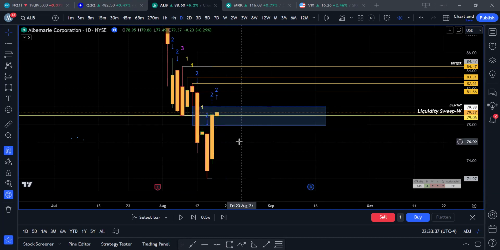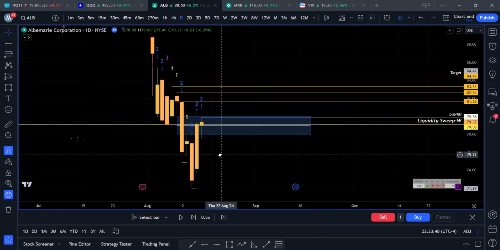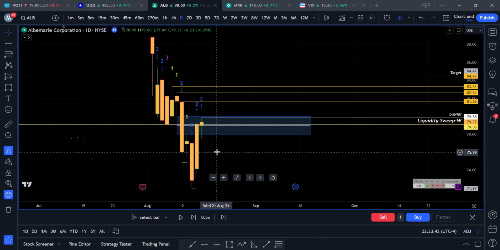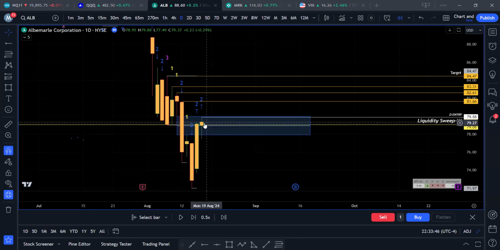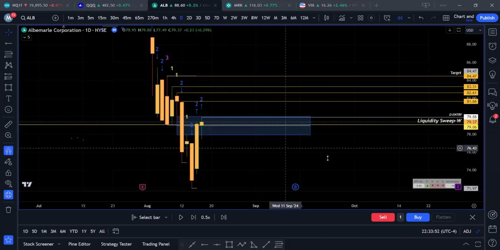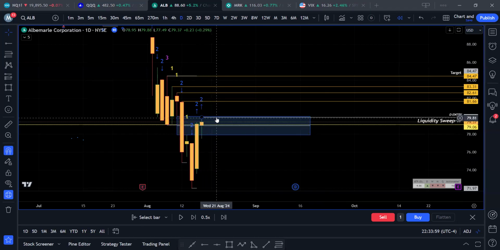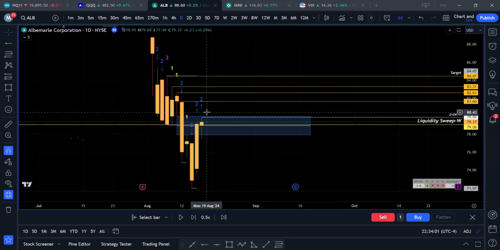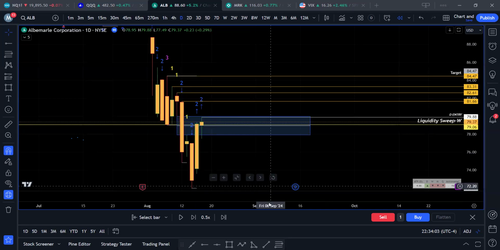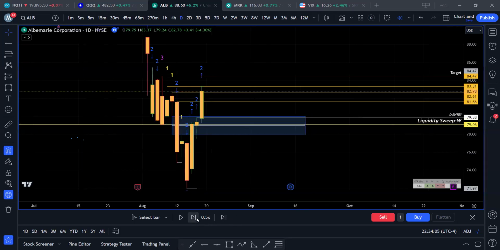So the 50% of that, the consequent encroachment, right? Remember what I said about fair value gaps and closing either above or below consequent encroachment. Probability is we're going to continue in that direction. So in this case, we closed not only once but twice above the consequent encroachment. So I'm looking at, if we get entry, we're more than likely going to displace up and out of this fair value gap. Let's play it out.